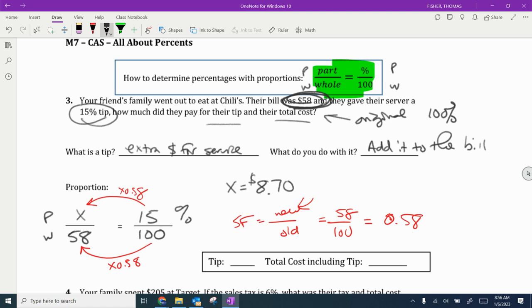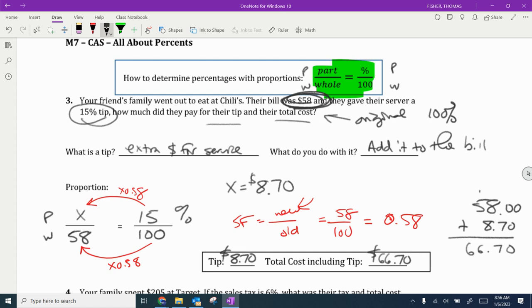So then for our total, it depends on what we're asking for, right? Down below, you'll see it asks for both. The tip would be the $8.70, and then our total would be adding that on. So $58 plus $8.70. Make sure you match up your decimals when we're adding here. So 58 would really be 58.00. And then just add, bring down the decimal, and we get $66.70 as your total.